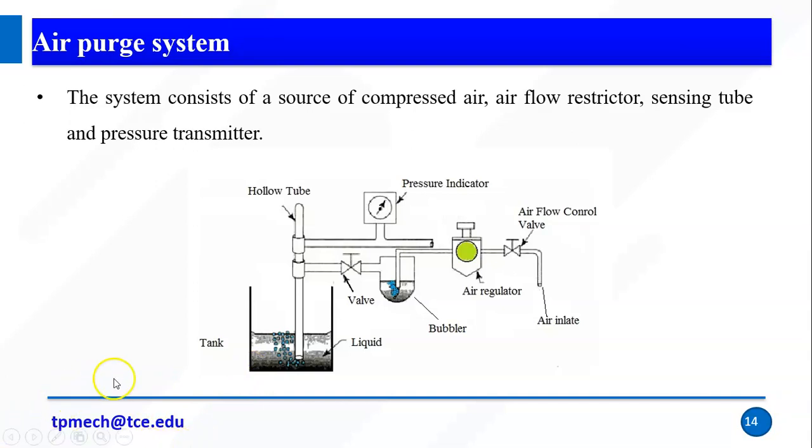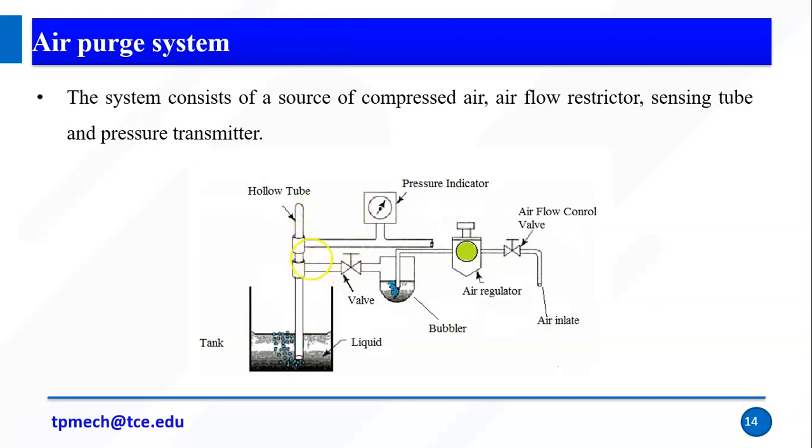Assume that we have a water level in the drawing. Now what happens is the air tries to escape to the atmosphere, but we have a restriction, because fluid is present in the tank. That fluid restricts the movement of the air. The air still flows, but it tries to restrict it. When it restricts, back pressure is created. That back pressure is passed on to the hollow tube.